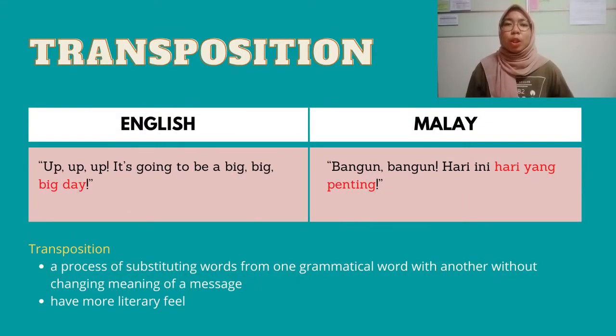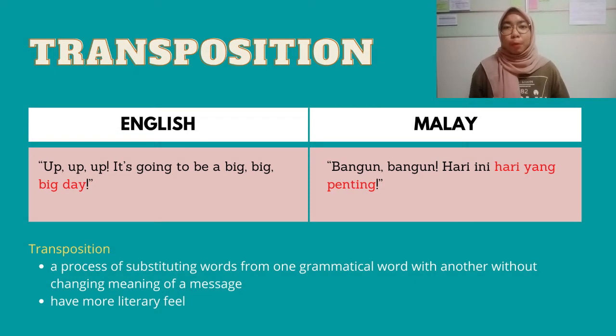Now, moving on to oblique. The type of oblique we found is transposition. Transposition is the process of replacing one word from a grammatical word class with another without changing the meaning of the message. Transposed statements usually have a more literary feel to them, and the most important thing is to select the form that is most appropriate to the situation.